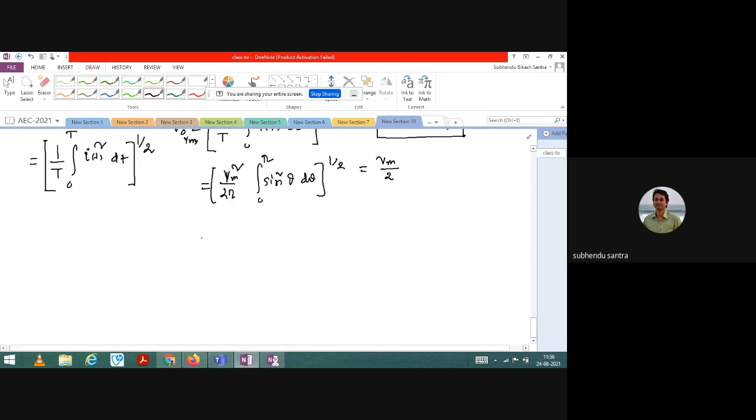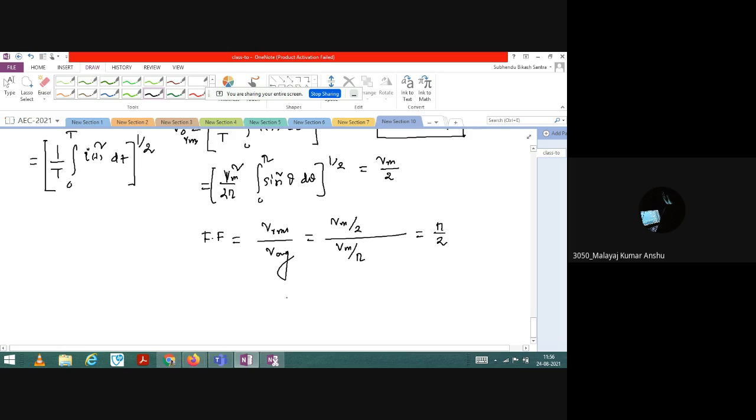Okay, so can anybody tell me what will be the form factor? You have just said that it is Vrms by V average. So Vrms is what? Vm by 2. And what about V average? Vm by pi. So finally what you are getting? You are getting pi by 2, which is 1.57.